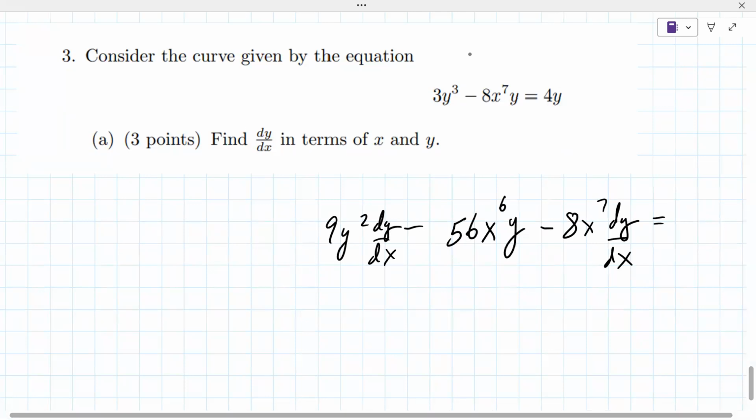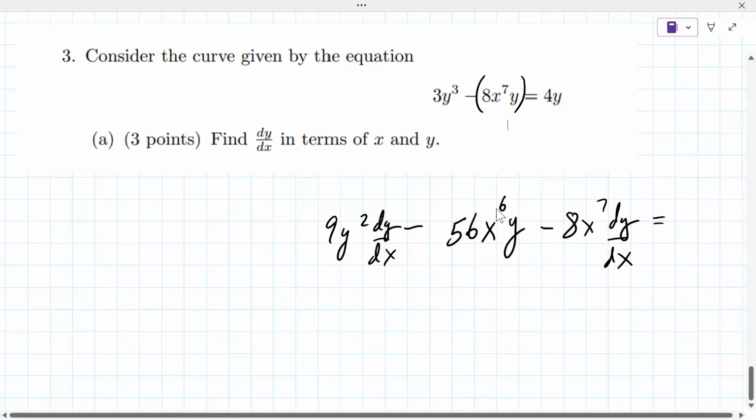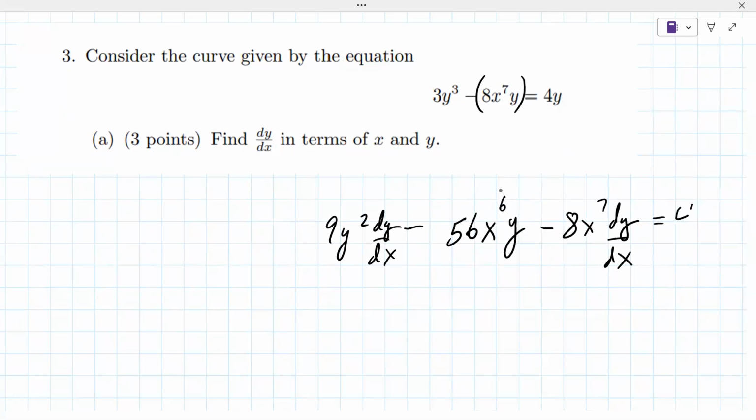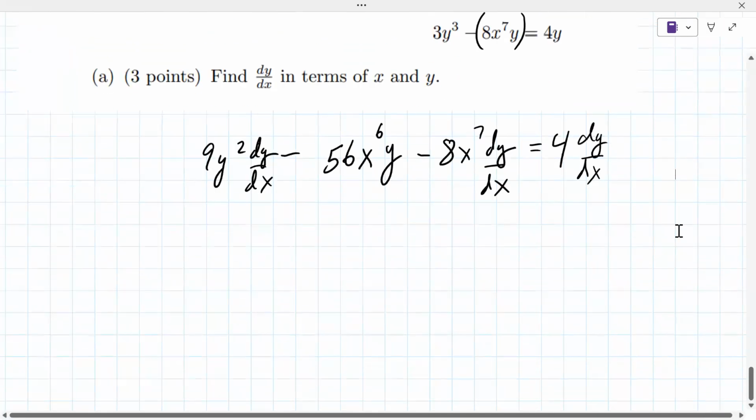What do you mean negative? Oh, negative 8x. Yeah, I also didn't hear the exponent the first time. X to the 6th, okay, on the right hand side, 4 dy/dx. Okay. So from here, there is no more calculus. It's just getting everything over. Typically, dy/dx is on the left, non-dy/dx is on the right. Do you want to try simplifying this? There's no calculus.